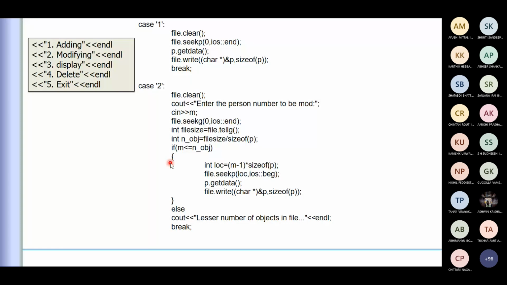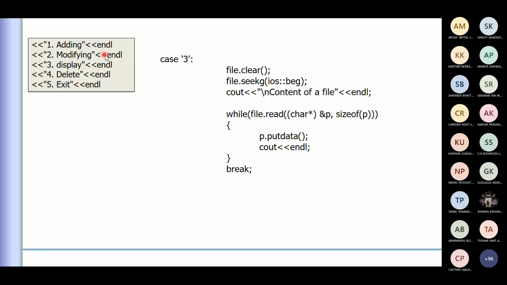No answer. Okay. So now let us go for the third one, that is displaying. It's very simple. So you are trying to go to the beginning of the file, and just reading one object by one object. So how are you reading? You already know the size of each record. One by one you are trying to get, and we have already written one method in Person, put data.